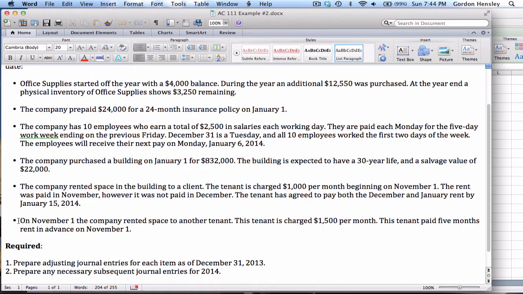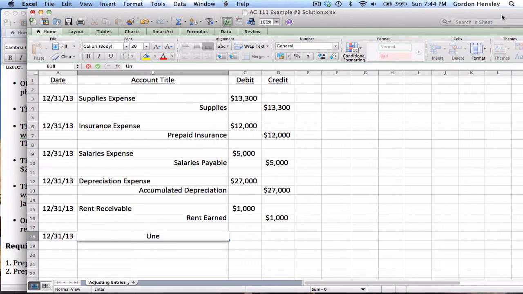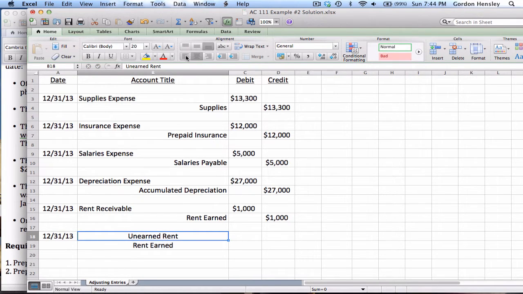So this is going to require an adjustment because we will have earned some of this rent, which we previously hadn't. So this will be on 12/31. Now in this case, I want to debit unearned rent and credit rent earned. Now, why do I record it in that manner? Well, remember, according to the revenue recognition principle, I'm not allowed to recognize rent until I've earned it.